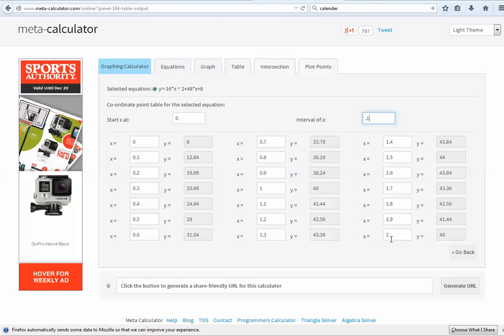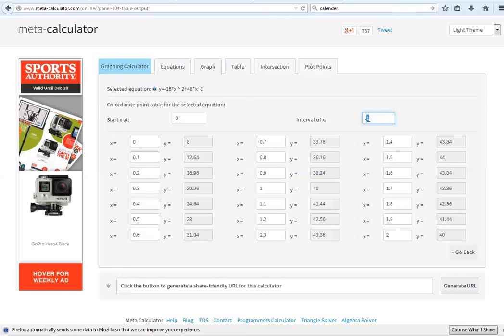Oh, yes. After 2 seconds, that's at about 40 feet. So let's look at the maximum. What number is the largest? Number 40, so they're getting bigger, and then now they're getting smaller again. So at 1.5 seconds, I have a maximum height of 44 feet. That's my maximum.